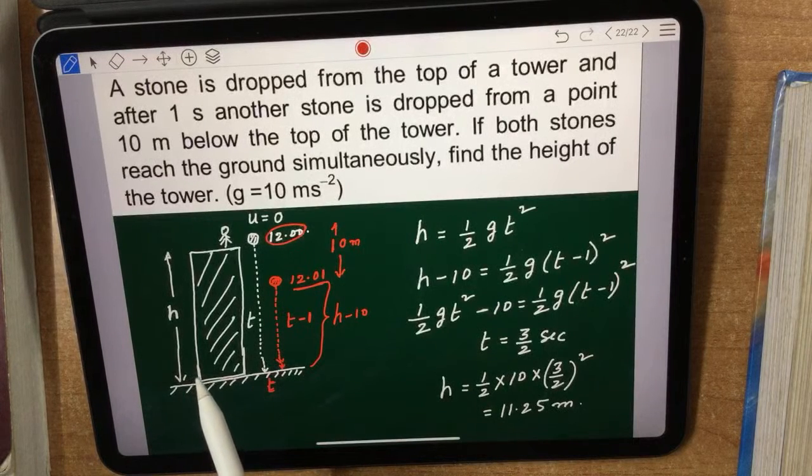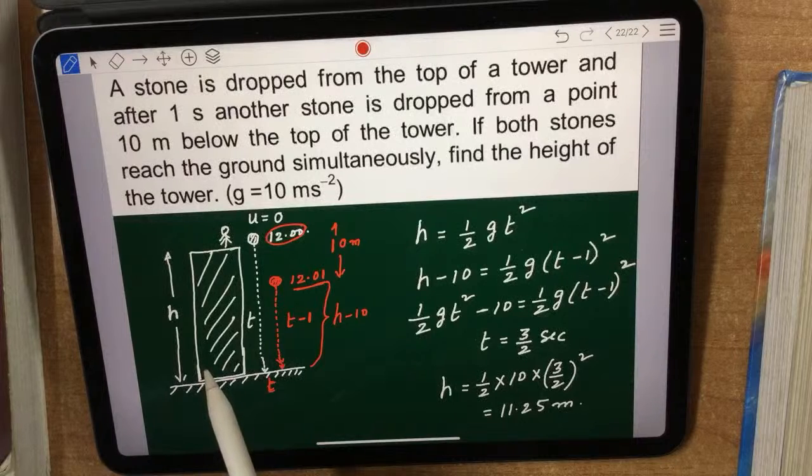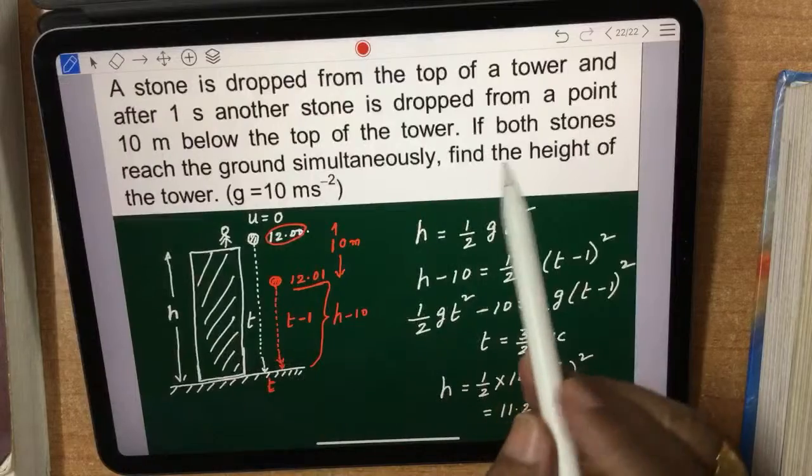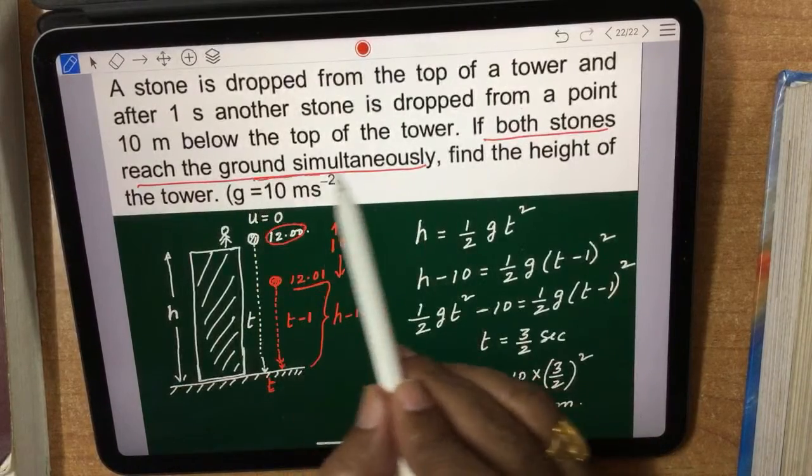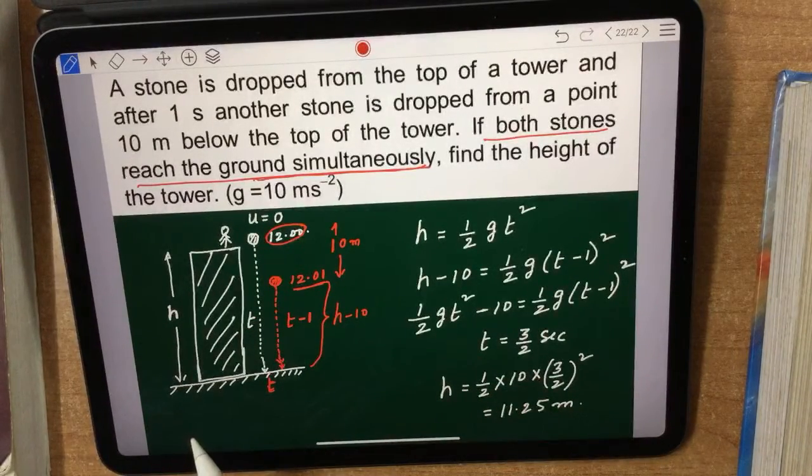So, one stone is dropped by you at 12 o'clock from the top floor. Another stone is dropped by your friend at 12:01 from the third floor, and the distance between you and your friend is 10 meters. Both the stones reach the ground simultaneously. You have to understand this verbal meaning. Reach the ground simultaneously means they reach the ground at the same time.